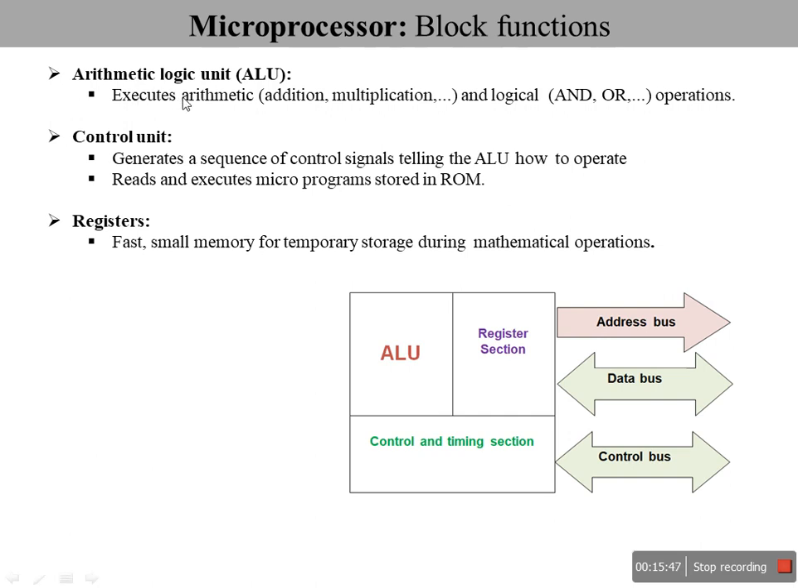Okay, so the arithmetic and logical unit, ALU, executes arithmetic operations, addition, multiplication, and logical operations like AND or XOR and so on. So this basically does the manipulation operations. Then next is the control unit. This control unit generates a sequence of control signals telling the ALU how to operate. The control unit may even have a decoding unit also, right? It reads and executes microprograms stored in the ROM.